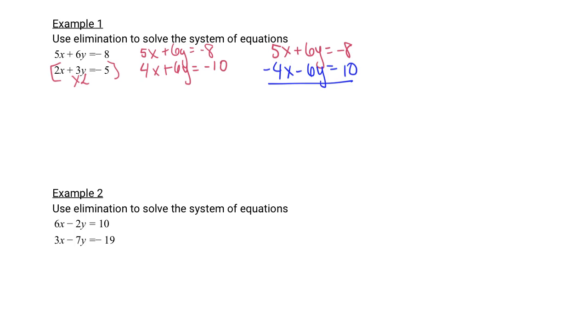All right, let's add. Now we know what to do. 5x minus 4x is 1x. 6y minus 6y cancels. -8 plus 10 is 2. That means x is 2. Half the answer. Need to plug it back in and get y. I'm going to choose the top equation as usual. Sorry, skipped a step there.